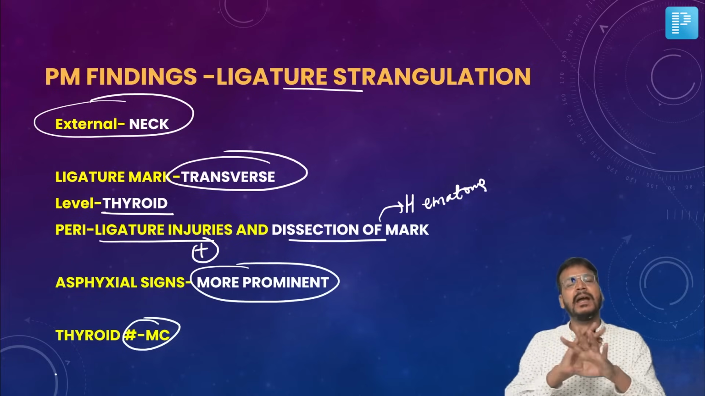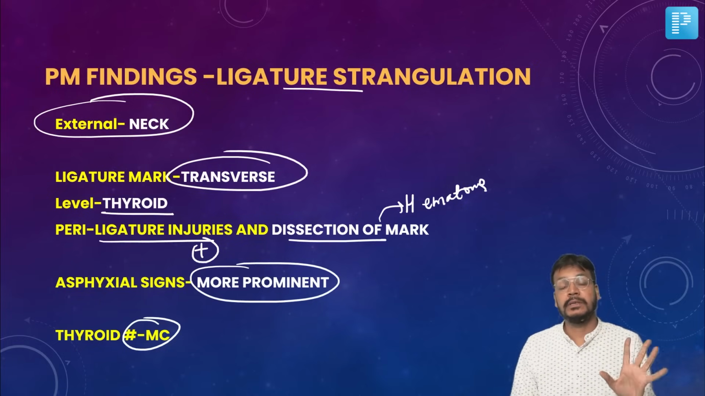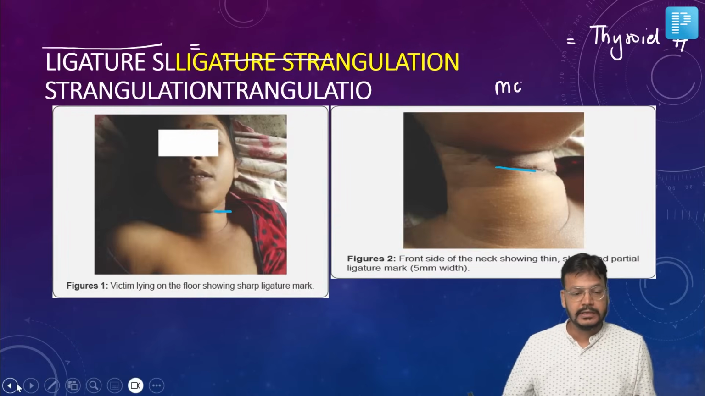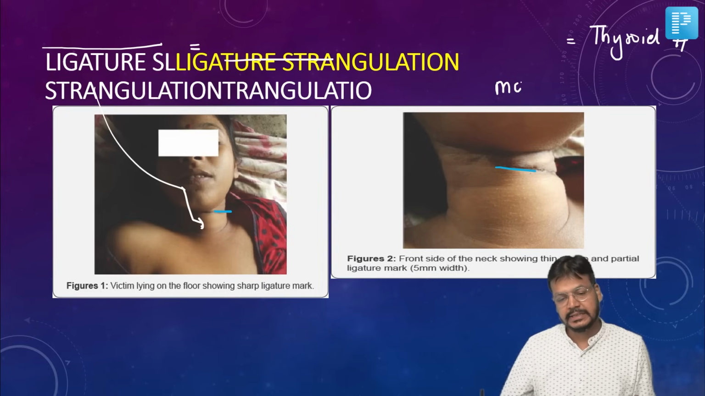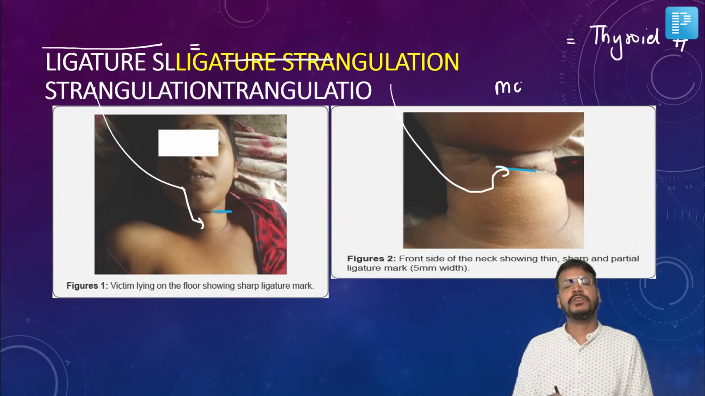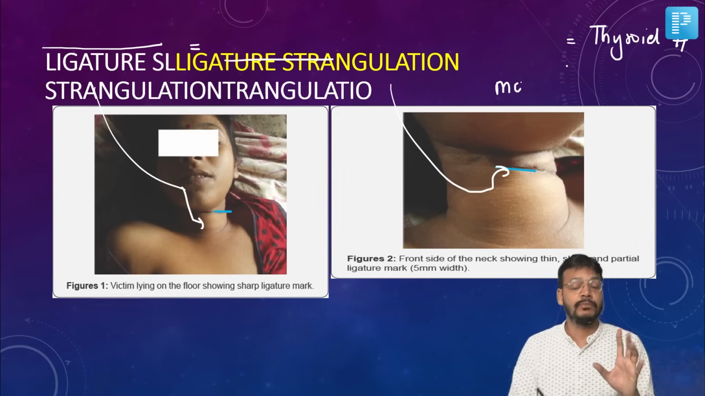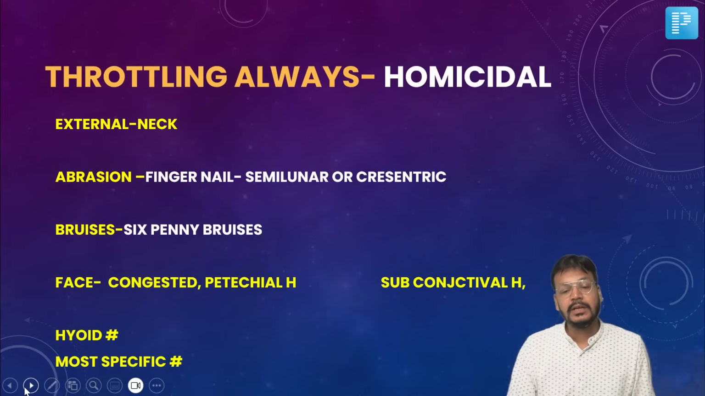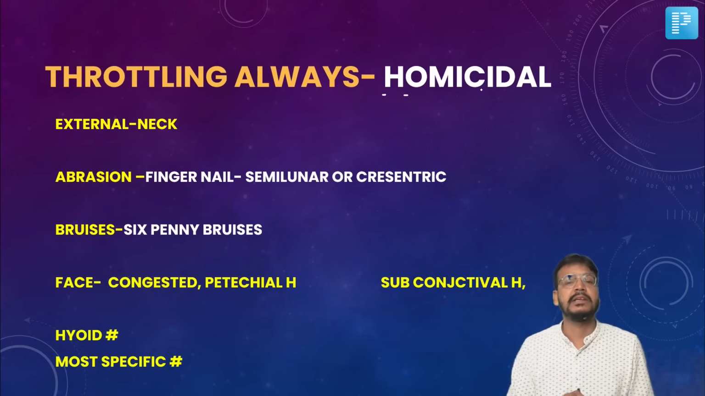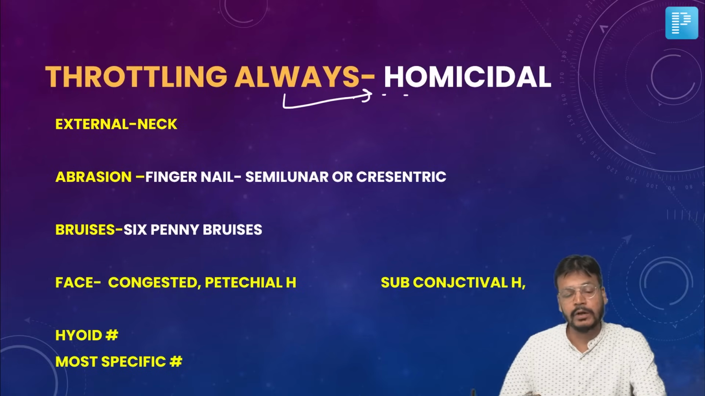Doctor Saab, I am covering almost all topics of forensic medicine. Sir, this is ligature strangulation. You can see the transverse mark, and thyroid cartilage fracture is most common in ligature strangulation. Sir, throttling is always homicidal. Just remember, it is always and always homicidal.